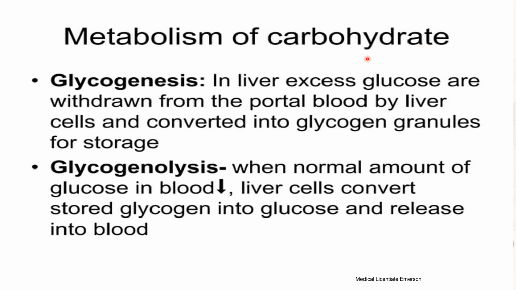of carbohydrates. Carbohydrates can be metabolized in different forms. Number one, through the process of glycogenesis. In the liver, excess glucose is withdrawn from the portal blood by the liver cells and converted into glycogen granules for storage. Then glycogenolysis occurs when the normal amount of glucose in blood drops, and the liver cells convert glycogen into glucose and release the same glucose into the blood.